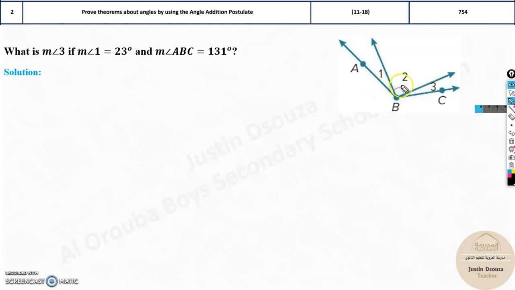Now, whenever you see this 90 degrees, what does this mean? Sorry, whenever you see a right angle, you must remember it is 90 degrees. That is the first thing.